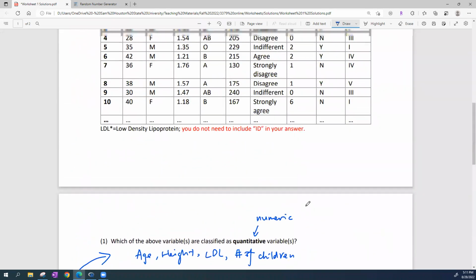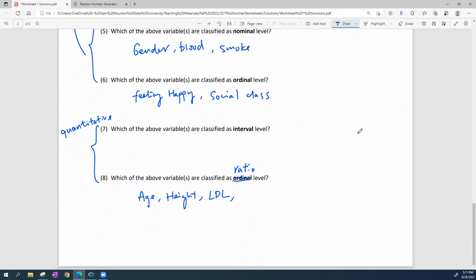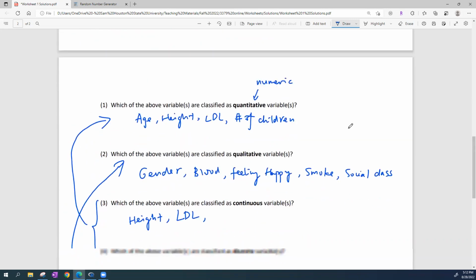And then what about the last one, number of children? If the count is 0, that means true 0, right? And then we do have that ratio relation here. So 4 children is twice as much as 2, right? So it's doubled. So number of children is also a ratio. And then that's all for the quantitative variables.